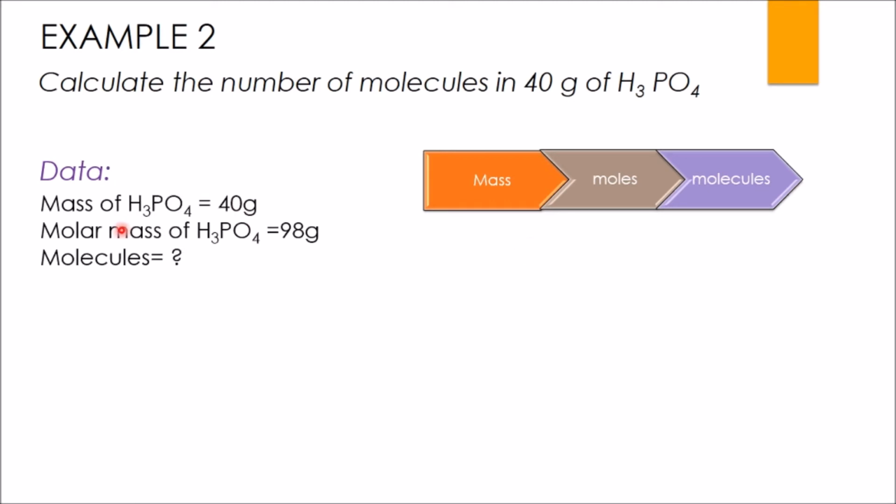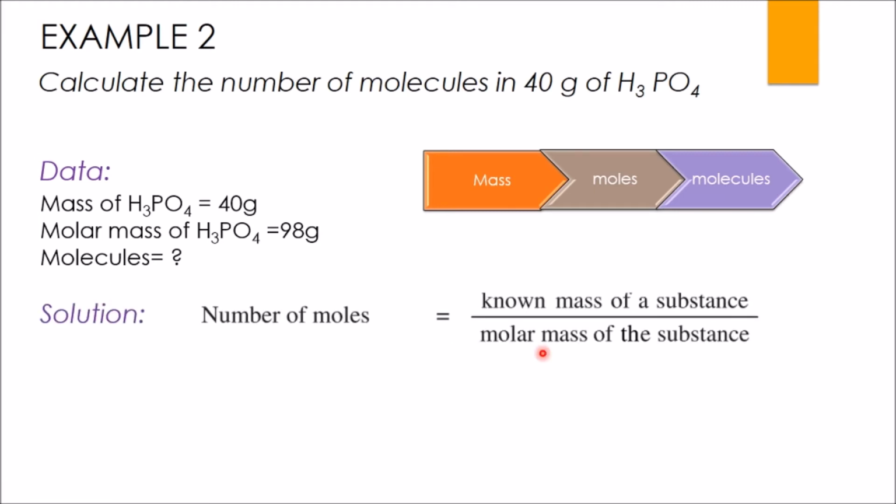What are we given? We are given the mass of H3PO4, which is 40 grams. We have the molar mass of H3PO4, which is 98 grams, and we have to find out the number of molecules. We know that the number of moles is equal to mass of the substance divided by molar mass of the substance. So the mass over here is 40 and the molar mass is 98. We divide them, and that way we get 0.408 moles.